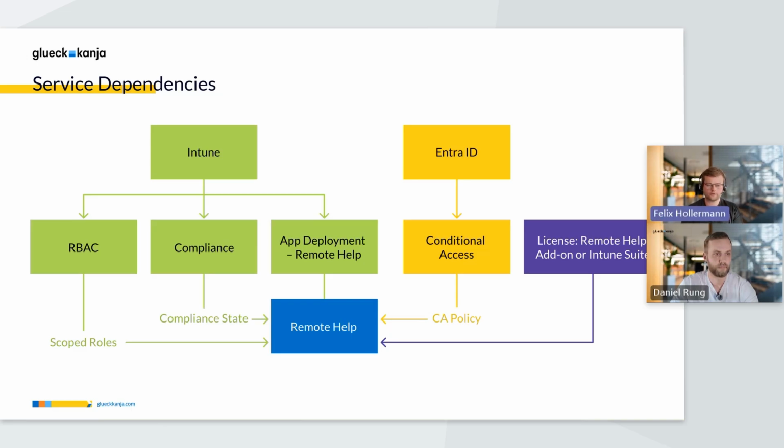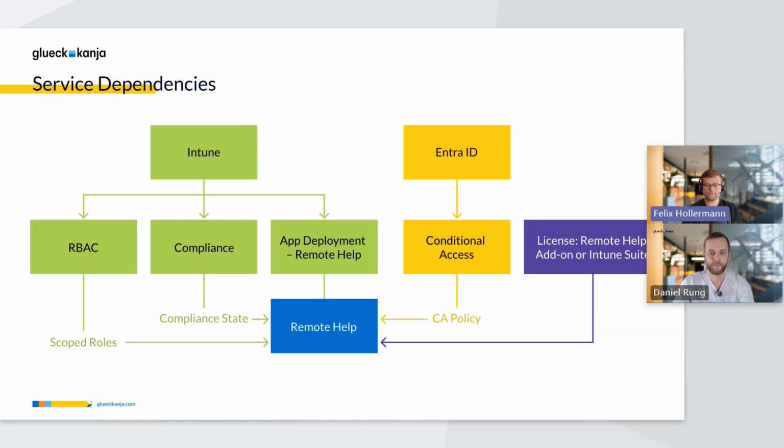The service dependencies of remote help. There are two components. On the one side is Intune. The Intune component has the RBAC inside, so we can define scoped roles for remote help and build our permissions. We have the compliance state from Intune for remote help. So remote help checks: is the device compliant? If not, show a warning or prevent the access. And we can deploy the remote help app via Intune. So these are the three Intune parts.